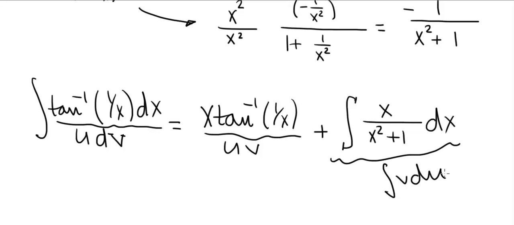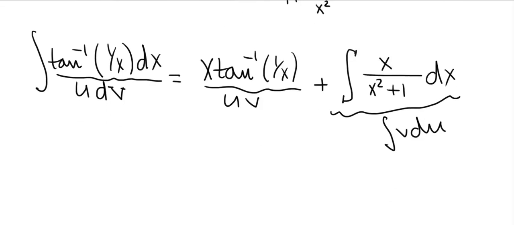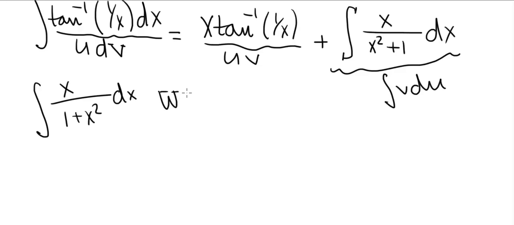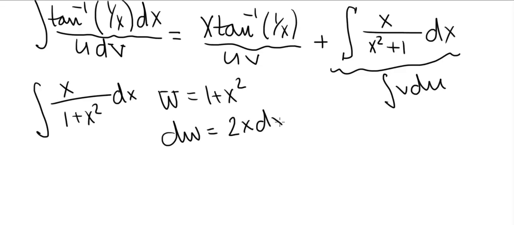You can see it's a lot easier than the original integral. So the problem comes down to evaluating the integral on the right. That's very easily done by regular substitution. So x divided by 1 plus x squared. We're going to use the variable w, let that equal the denominator. dw is equal to 2x dx. 1/2 dw equals x dx.